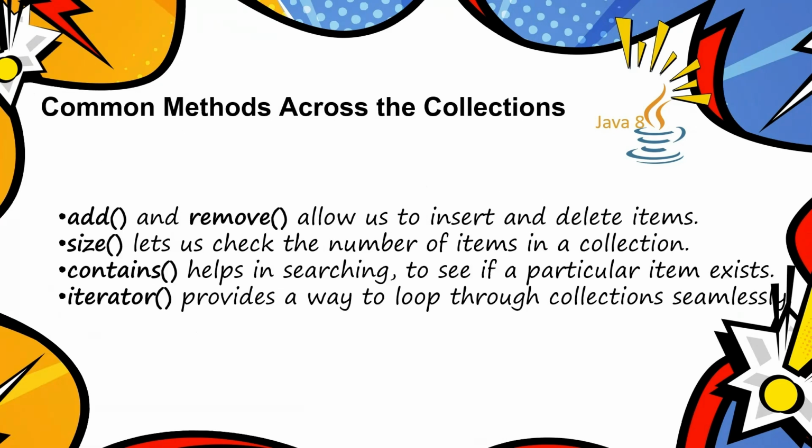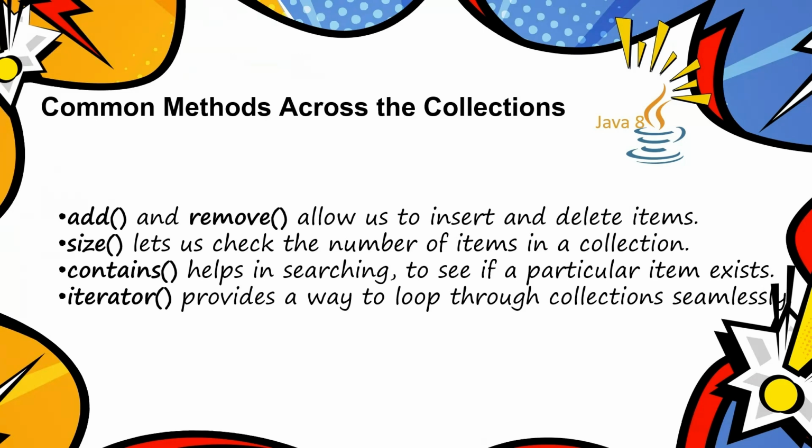Some of the common methods across the Collections Framework are add and remove, which will allow you to insert or delete an item, size to track the number of items in the collection, and contains to support the functionality of searching. Like I said, your collection framework will also give you the tools for searching. Iterator provides a way to loop through collections seamlessly. These methods are consistent across different types of collections. So once you know how to use them, you can apply them to many structures in the Java collections framework.